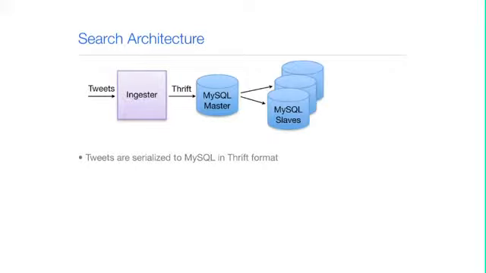Here we actually still have MySQL left, but currently we're also working on replacing it entirely. The reason we still have it here is for replication across machines. The ingester writes serialized Thrift tweets into a MySQL database, a master table, and then we use MySQL replication to fan that data out to a lot of machines, where the Lucene index runs on.